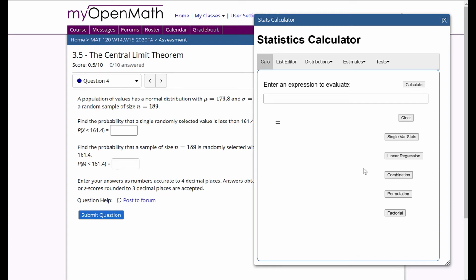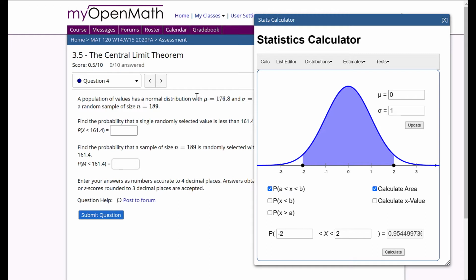In this video, I'd like to show you how you can use the statistics calculator in order to come up with normal distribution probabilities for the central limit theorem, which are just normal distribution probabilities, but the standard deviation is affected by the sample size. So we would still go under the distributions menu and still to normal.